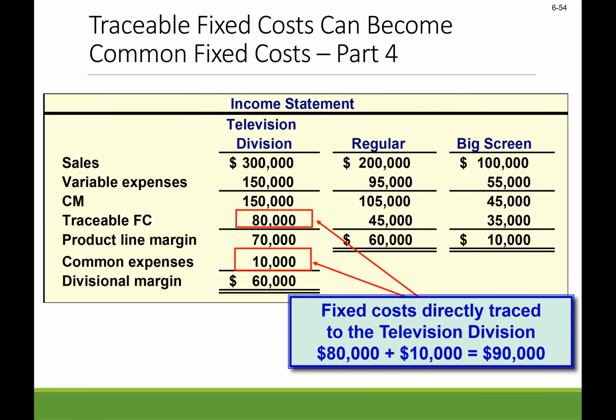When we look at the fixed costs that are traced directly to the television division, 80,000 can be traced to regular or big screen, but 10,000 can't be traced. They're going to happen either way. So we don't add those to the various division segmented statements.